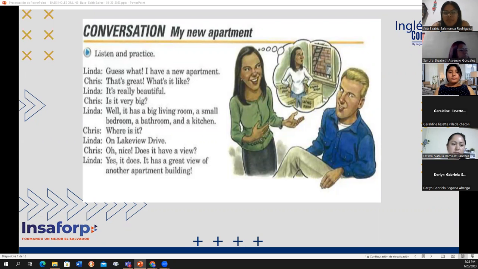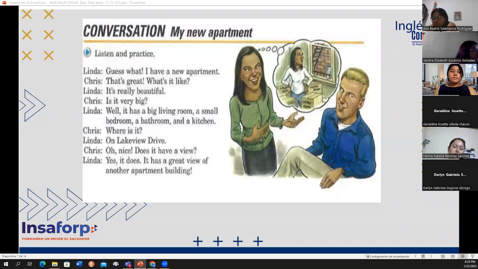Okay. Guess what? I have a new apartment. That's great. What's it like? It's really beautiful. It is very big. Well, it has a big living room, a small bedroom, a bathroom, and kitchen. Where is it? On Lakeview Drive. Oh, nice. Does it have a big view? Yes, it does. It has a great view of another apartment building.